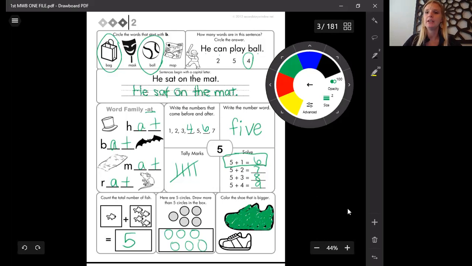Okay, so this was day 2. And if you've already done it, you can check your answers. I always have my students, if they're done, check their answers.